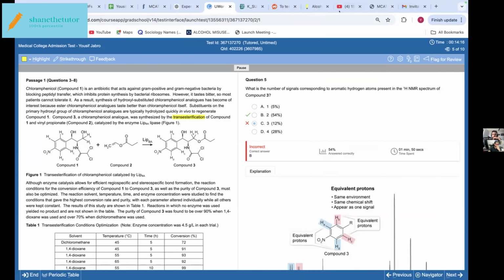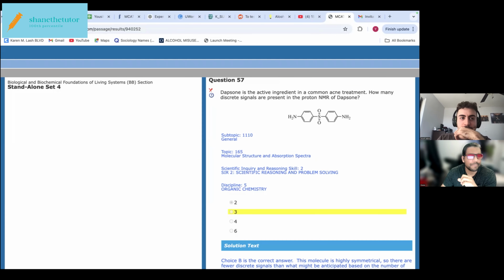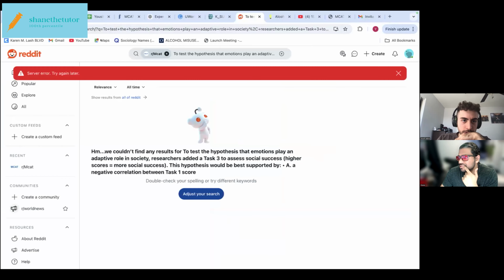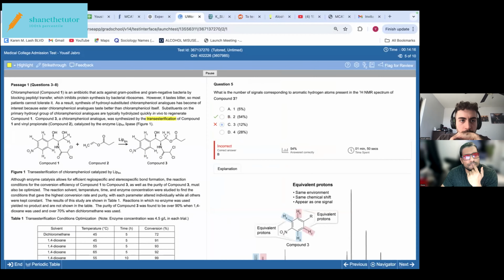Similar question last time. It was the LTS, like discrete signals one. And I'm having trouble differentiating between this question. I think it's talking about the same thing. It's talking about number of signals, and it's talking about this compound right here. But it's saying two aromatic hydrogen atoms. What does that mean?